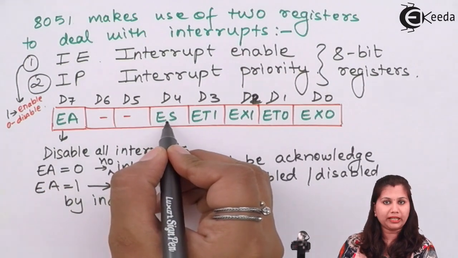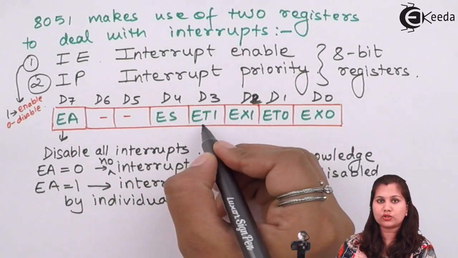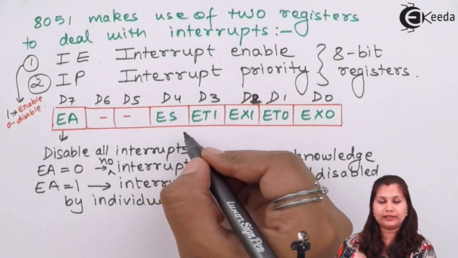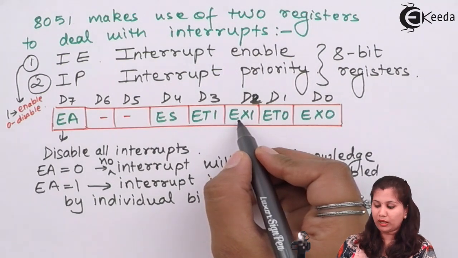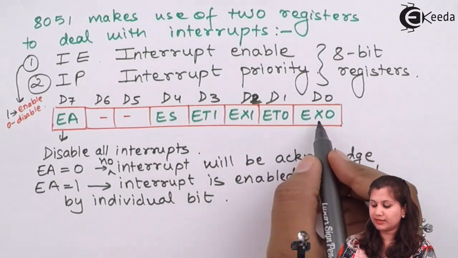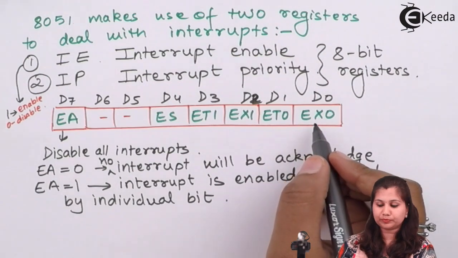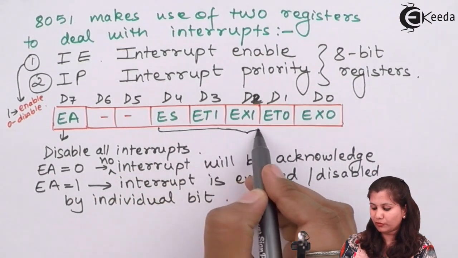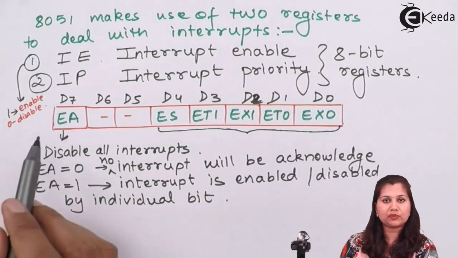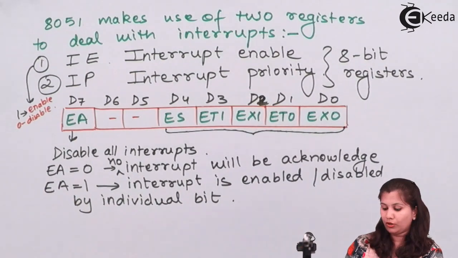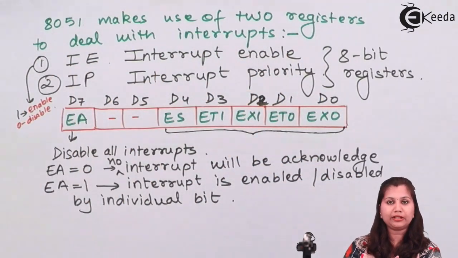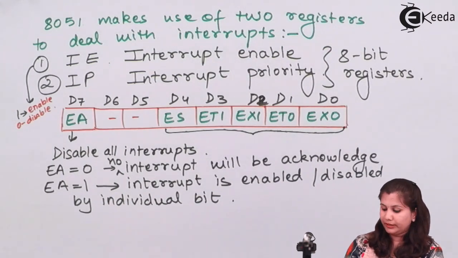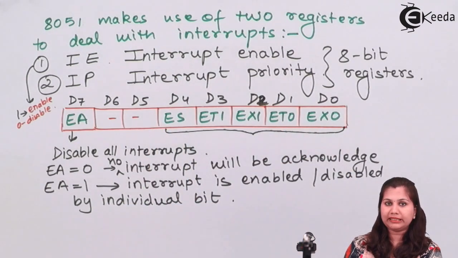Now ES is to enable the serial interrupt, ET1 is to enable the interrupt for timer 1 overflow. This is for external interrupt 1, this is for timer 0 interrupt, and this is for external interrupt 0. So these are for the 5 interrupts of the 8051, and this bit is for all the interrupts. So this IE interrupt enable register is used for enabling or disabling all the interrupts or one of the interrupts of the microcontroller. These 5 can be used to enable or disable the individual interrupts.